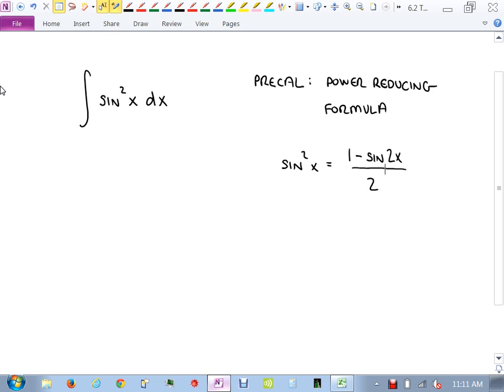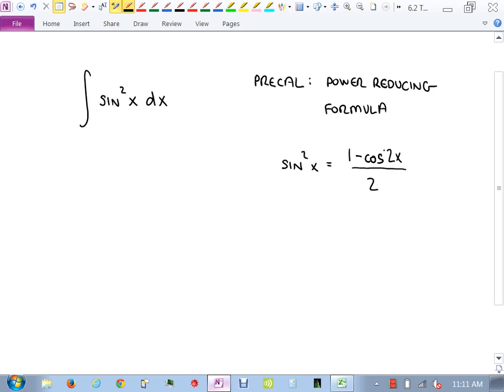At the very bottom, they call them the half angle formulas. I've never called them the half angle formulas because this formula reduces your power. Pardon me? Oh, I forgot. Thank you. Cosine. Thank you.